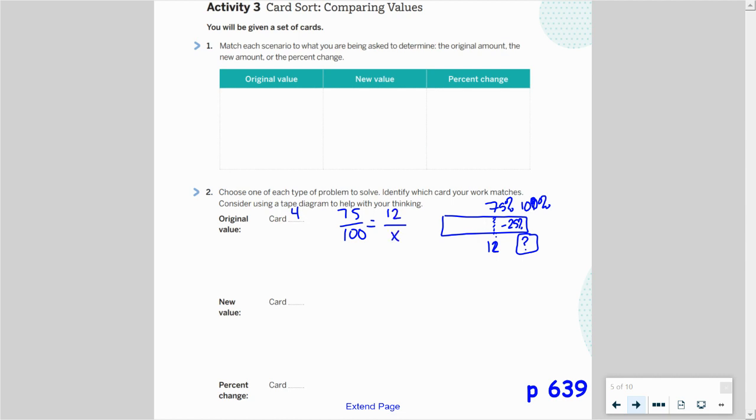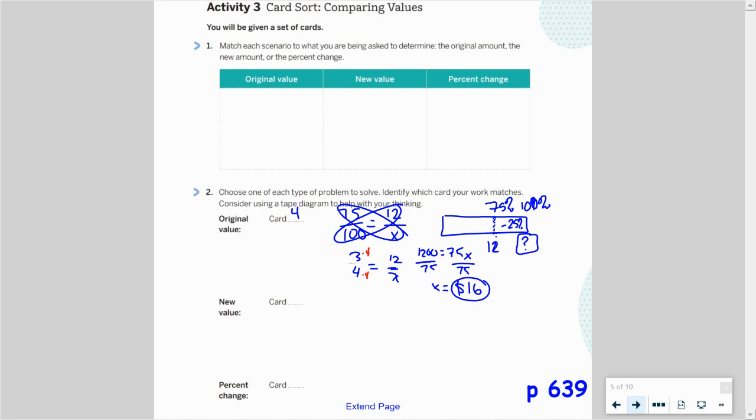Now at this point, you can go straight into cross products and solve, or you could reduce. And the power of reducing, folks, is now 3 times 4 is 12, so 4 times 4 is 16. Even if you used your cross products and you had 1200 is equal to 75 times x, and you divided both sides by 75, you'll get the same answer. Ultimately, what we're going to find, I believe it was $16, whatever that situation was.